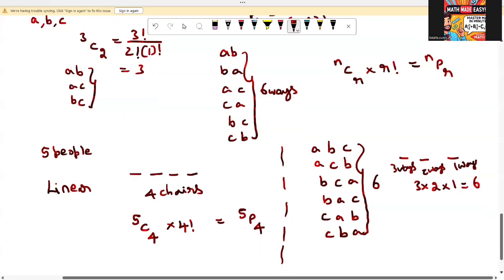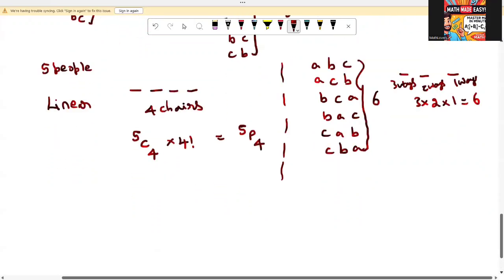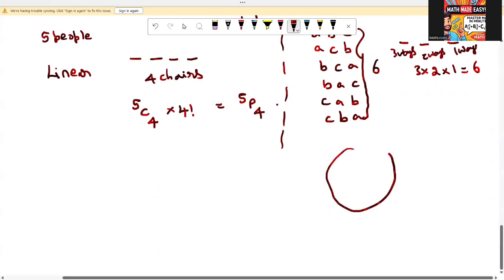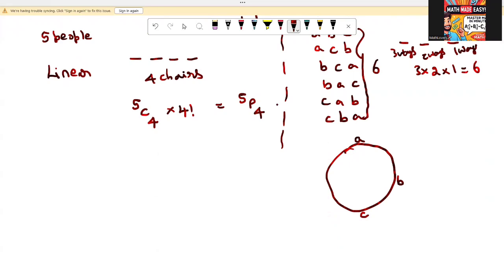But if I have to make these people A, B, C stand along a circle, let's see what happens. In a circle, there's nothing like first place, second place, third place. So A, B, C: the first arrangement is there. If I go clockwise from A, I get A, B, C. If I start from B, it's B, C, A. If I start from C, it is C, A, B. So all these three arrangements are inside this single diagram.